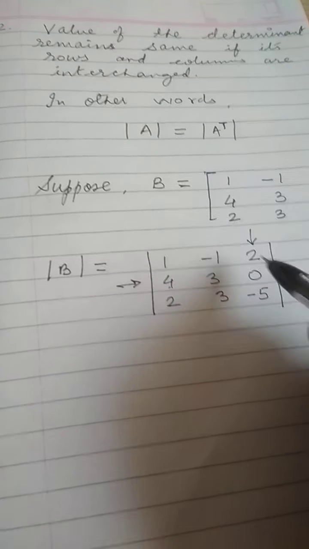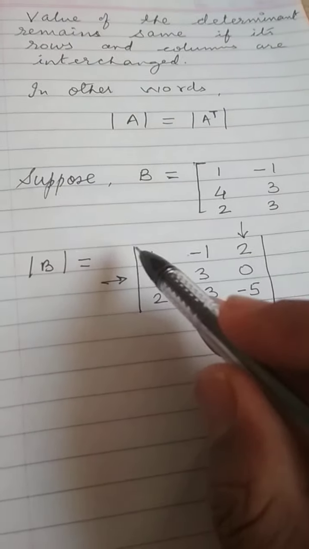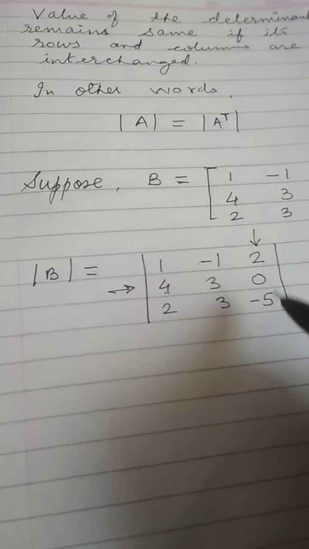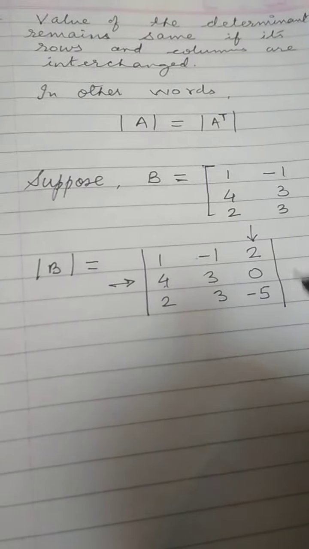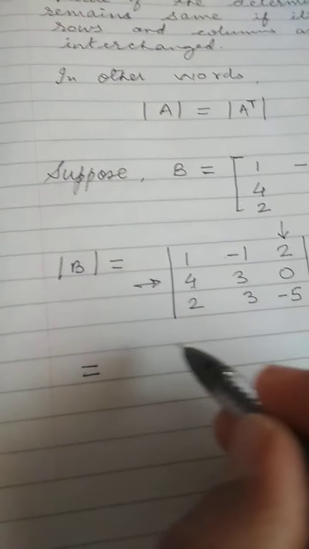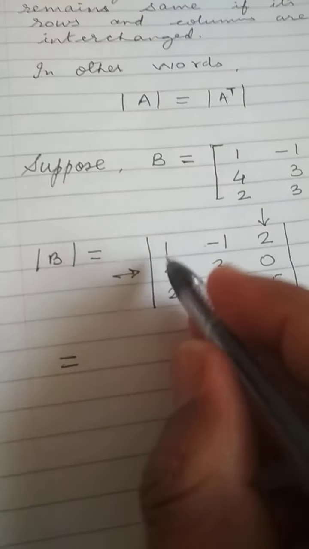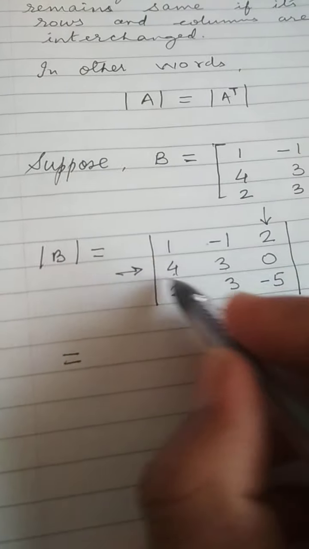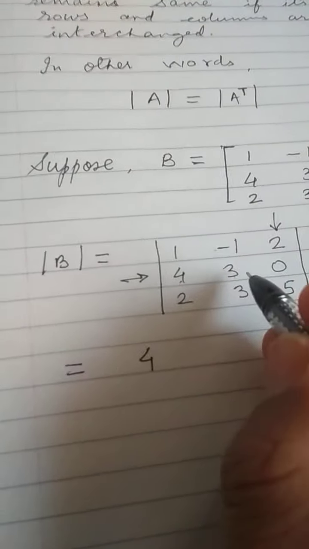So let us calculate this determinant along any row you wish, first row, or any column you wish. But now I will calculate with the second row. So it is equal to, second row, first I will write all these elements 4, 3 and 0. Since it is 0, I am not going to do anything over here.